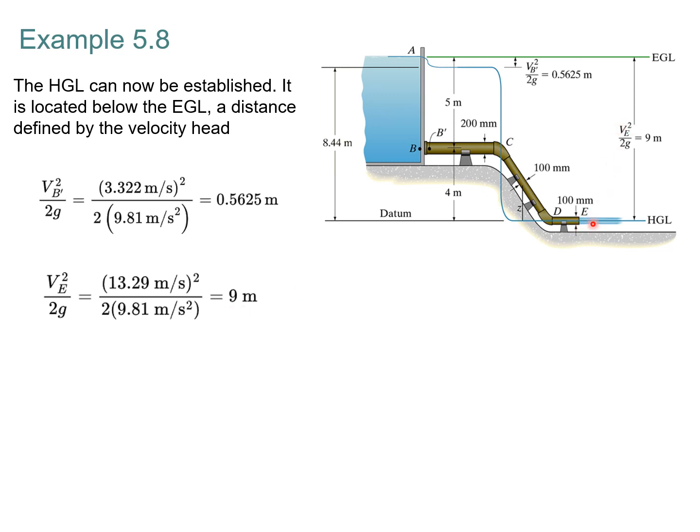And again, the velocity is the same here as it is there. We calculate what VE squared over 2g is. It's 9 meters. So here you'll see it fall down by 9 meters. The hydraulic grade line falls down by 9 meters from the EGL.